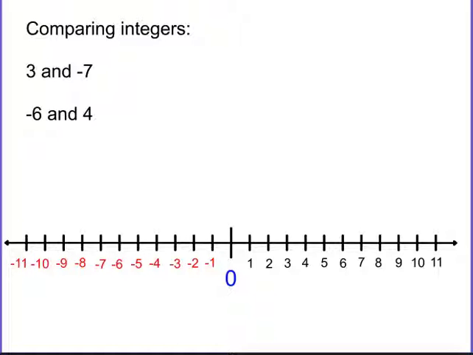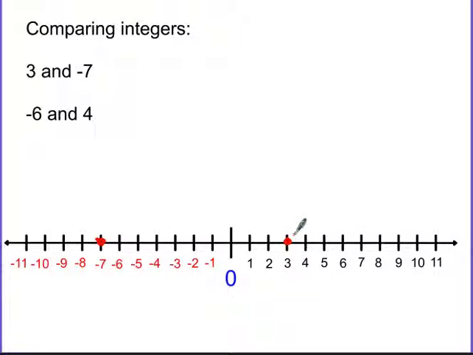Greater than, less than, alright? And we're going to use those signs to compare these integers. What you need to think about when comparing integers is where they fall on the number line in relation to one another. Here we have a 3, and here we have a -7.